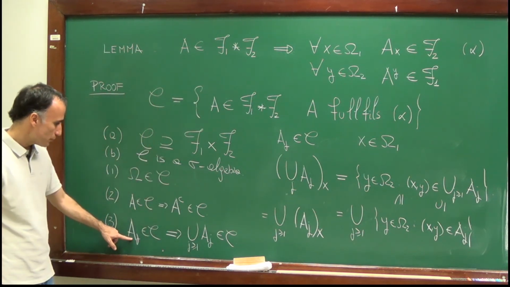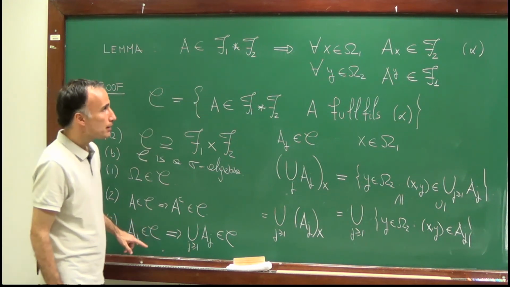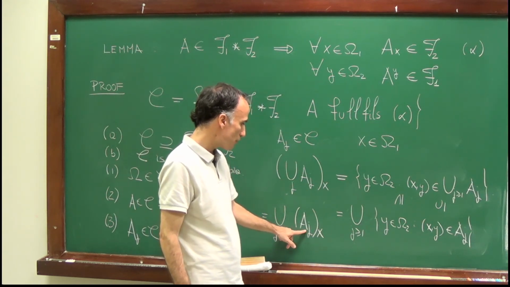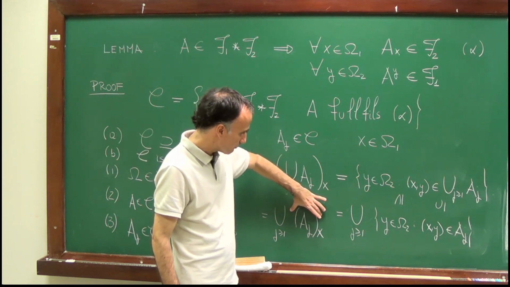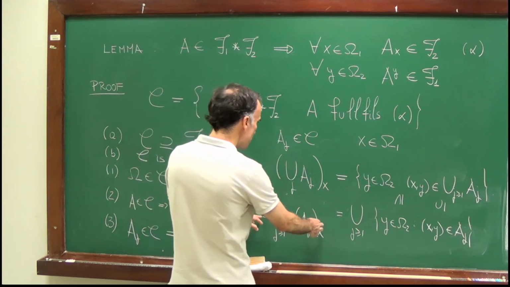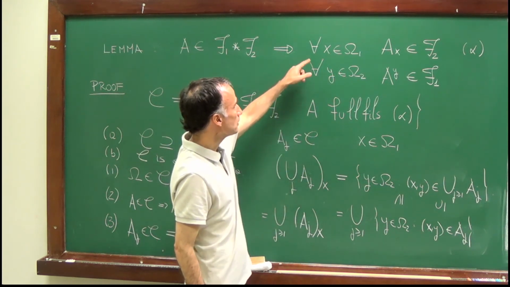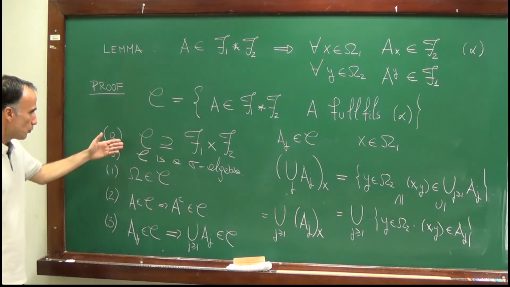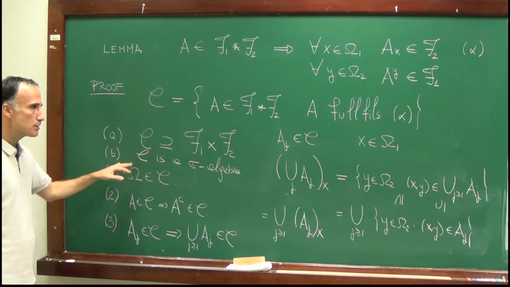Well, but we assumed at the beginning that the set A_j belonged to C. If the set A_j belongs to C, this means that the section at x of A_j belongs to F2. So for each j, this set here is a set in F2, and therefore the union, because F2 is a sigma algebra, belongs to F2. So this set belongs to F2, which means that the union of A_j is in C, because its section at x is an element of F2. And this proves, therefore, our claim B, that C is a sigma algebra.